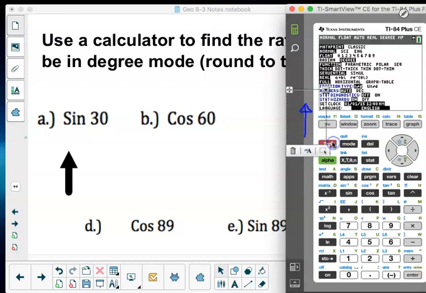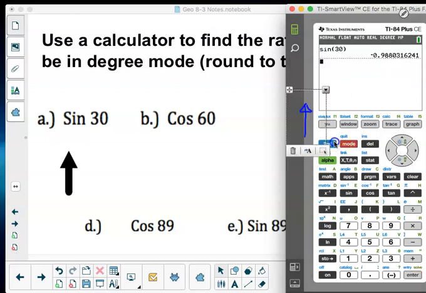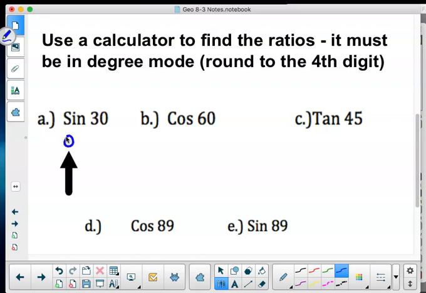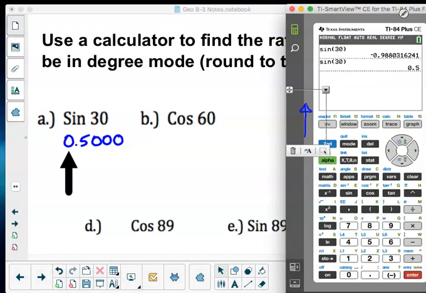So now I can go second quit, and I can recall the same entry and hit enter, and now it's 0.5. Now when I round to the nearest fourth digit, I've got 0.5 in my calculator, and I pad it out with 3 zeros, and that is rounded to the fourth digit. Now, we're going to do the rest of them the same way. I've got the cosine of 60.